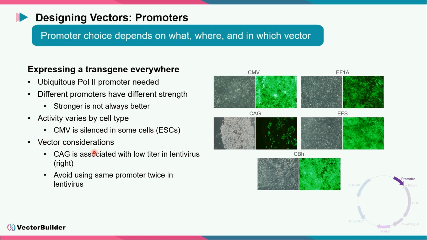Finally, there are some considerations that are particular to lentivirus. We find in this lentivirus assay of various different ubiquitous promoters here that CAG does tend to be associated with lower titer and lower efficiency, presumably because of a high GC content. And additionally, you're going to want to avoid using the same promoter twice. For instance, the promoter for your ORF and the promoter for your marker, you want those to be different promoters, because if they're the same, you increase the chances of recombination and potentially losing all of the genetic material in between those two promoters. So for ubiquitous promoters, we have quite a few different options.